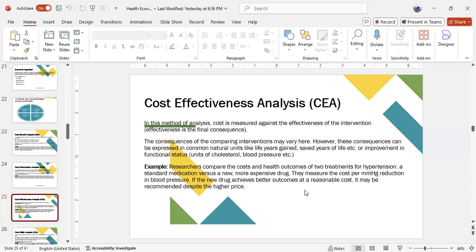Researchers compare the cost and health outcomes of two treatments for hypertension, a standard medication versus a new, more expensive drug. They measure the cost per millimeter mercury reduction in blood pressure. If the new drug achieves better outcomes at a reasonable cost, it may be recommended despite the higher price.